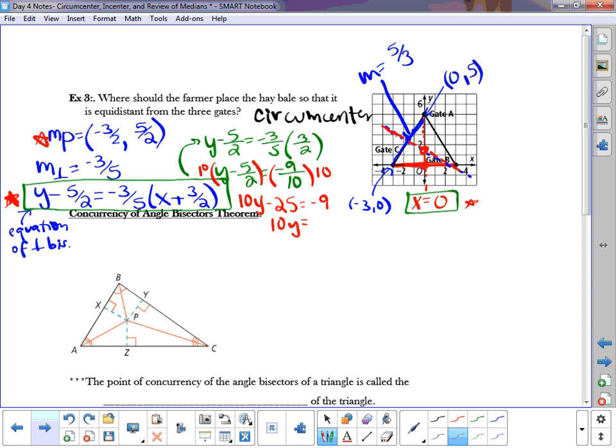All right, I'm going to finish finding what my y value is. It looks like it's going to be a kind of nasty fraction, which is fine.